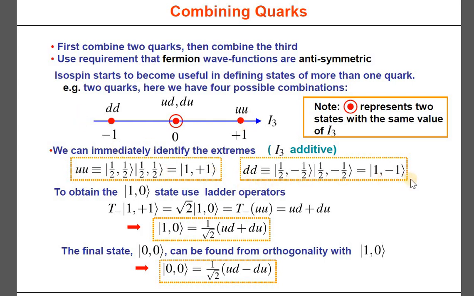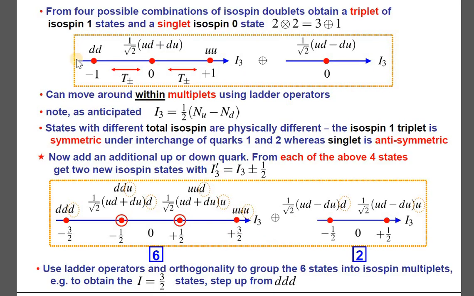These are the cases. And to obtain the 1,0 state, we use the ladder operator like this. And so the final state 0,0 can be found from orthogonality here. So from 4 possible combinations of isospin doublets, we obtain a triplet isospin 1 state and a singlet isospin 0 state. Okay.